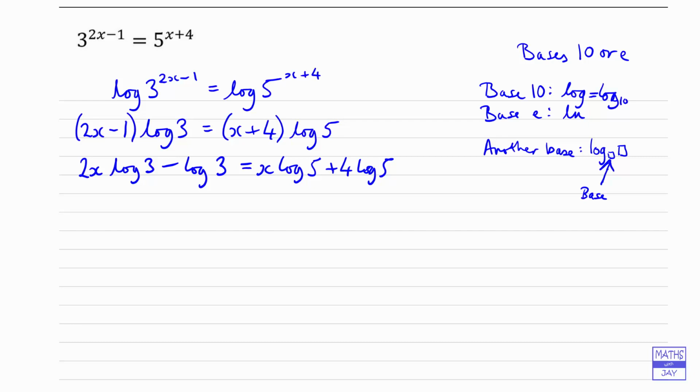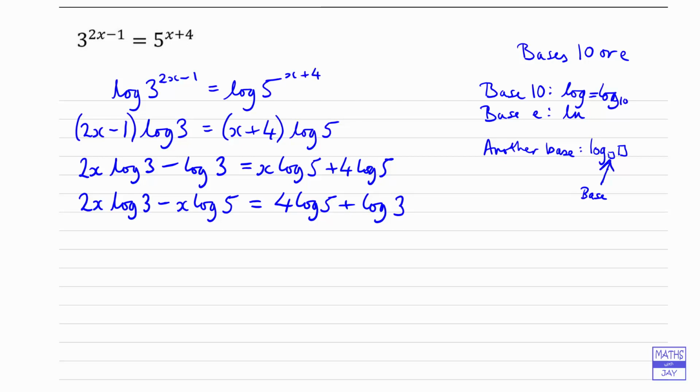So now we're going to try and get our x terms on the left-hand side. So we leave 2x log 3 there. We subtract x log 5 from both sides. And the log 3 term is just a constant, so we'll add that onto the right-hand side. So the right-hand side will still have the 4 log 5 on it, as well as the log 3. So we have added log 3 to both sides and subtracted x log 5 from both sides.